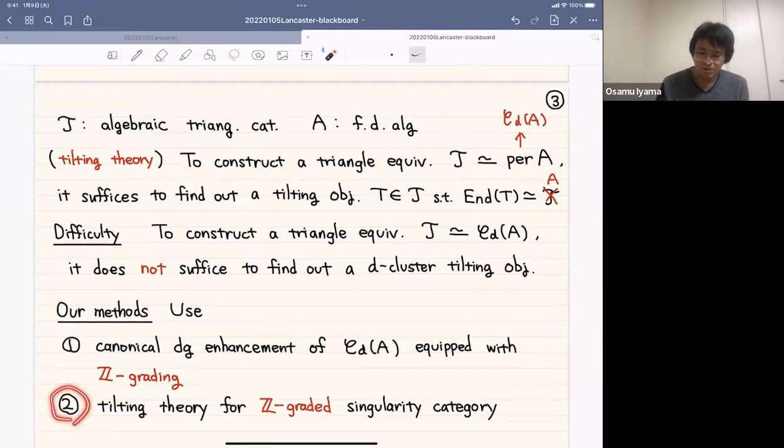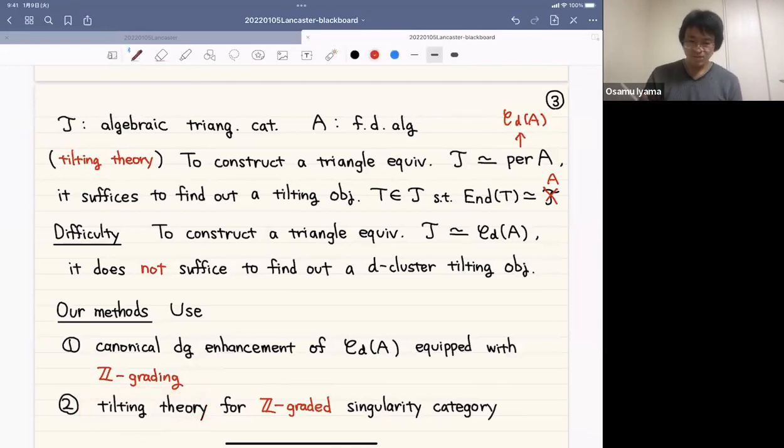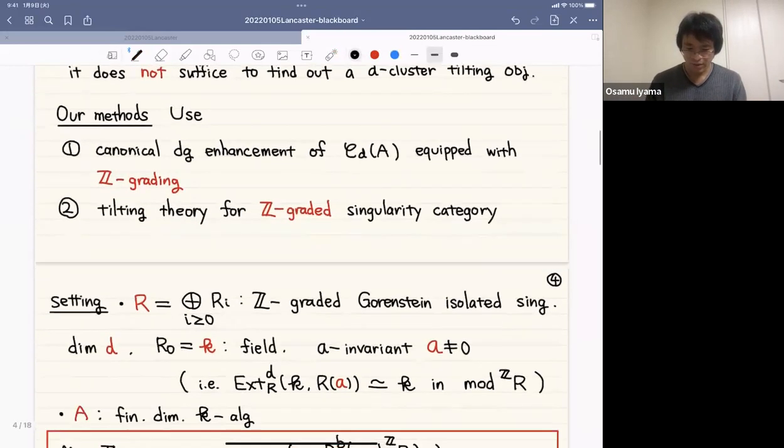Another point is that we can also consider the singularity category side. We consider the Z-graded version of the singularity category. Then we can apply tilting theory in many concrete settings. So we unify these two things nicely by using DG machinery like quasi-equivalence, and we can construct such a triangle equivalence. This is a very rough explanation of what we will do.